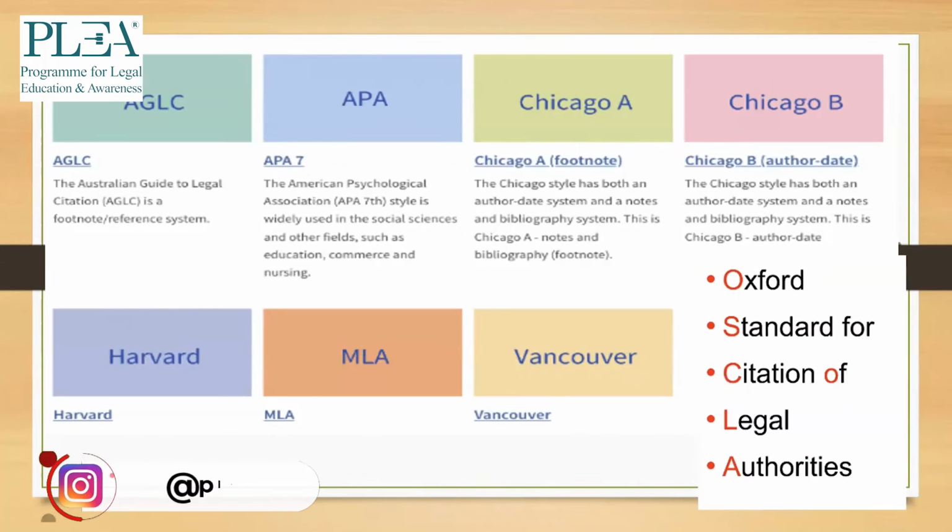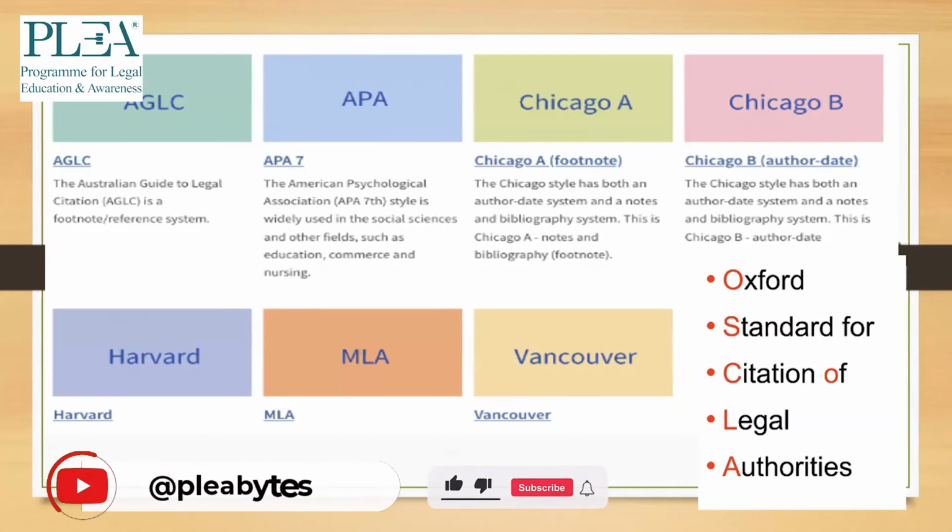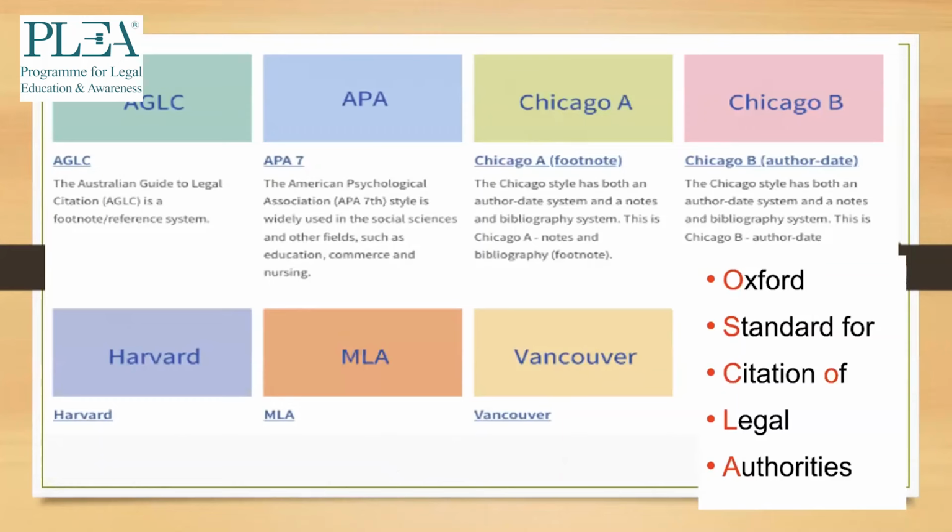Why? Because we mostly use the name of the author. Suppose the author is Donaldson, and the date would be 2010. Donaldson 2010. That would be your author date style. Or maybe Sharma 2010. Sharma 2010 would be your author date style. The name of the author, mostly the surname, and the date. So Chicago style is also one of the popular ones.